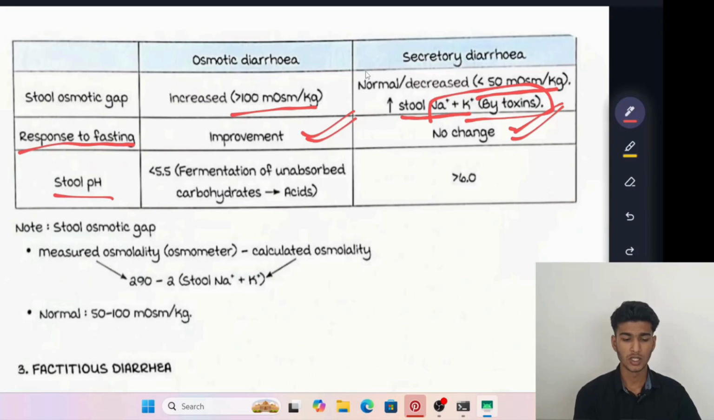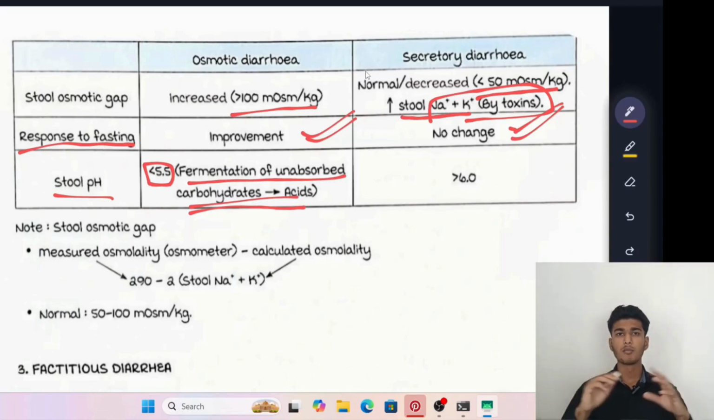Stool pH. If it is less than 5.5, then you can say it is osmotic diarrhea. In osmotic diarrhea, generally it is less than 5.5. It is slightly acidic because the carbohydrates which are fermented are converted into acids. So the pH decreases. Here you can see I have written fermentation of unabsorbed carbohydrate into acids. But in case of secretory diarrhea, it will stay approximately neutral. So the pH will be more than 6.